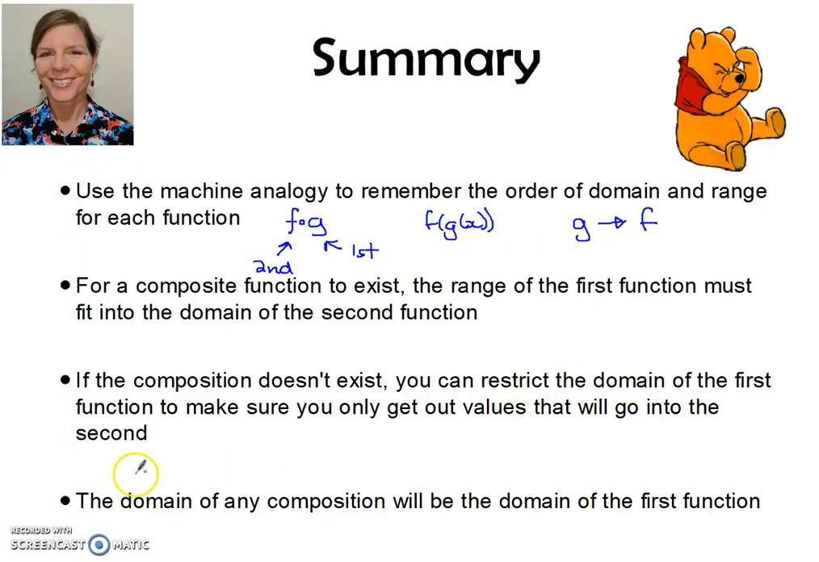And just a note that I haven't really gone into yet, but is fairly common sense, is that the domain of any composition will be the domain of the first function. Obviously any numbers that you're putting into your f of g function must be able to go through g. So if they can't go through g, then they obviously can't go through f of g. So it's easy to determine the domain of your composition because it's just the domain of your first function.